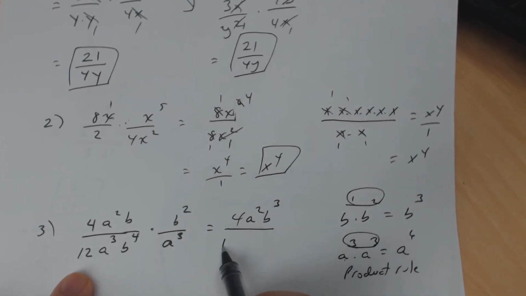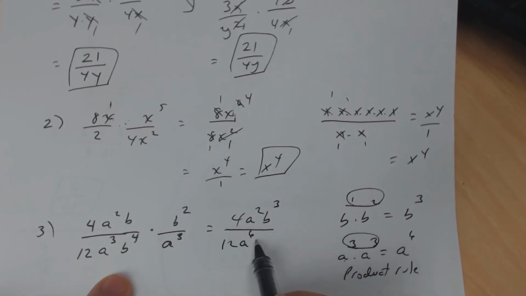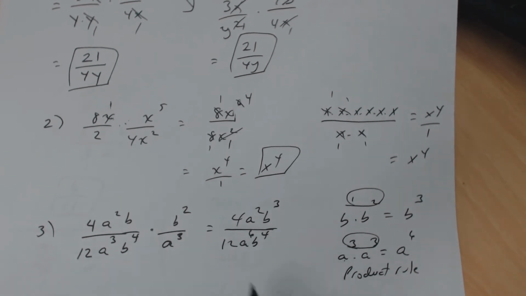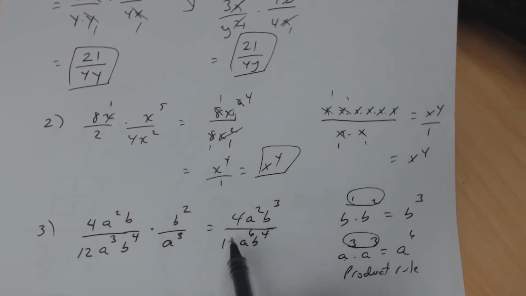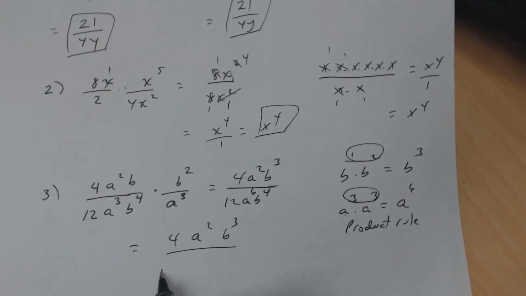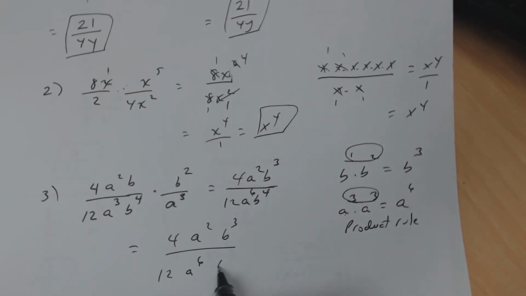So here I'm going to get B to the 12, A to the 6, B to the 4th. All right, so now let's reduce. So let's start with the 4. 4 can reduce into 12. No, I'm going to go ahead and rewrite this a little bit better. So you get 4, A squared, B cubed. I'm going to lose some space here. And then 12, A to the 6, B to the 4th.